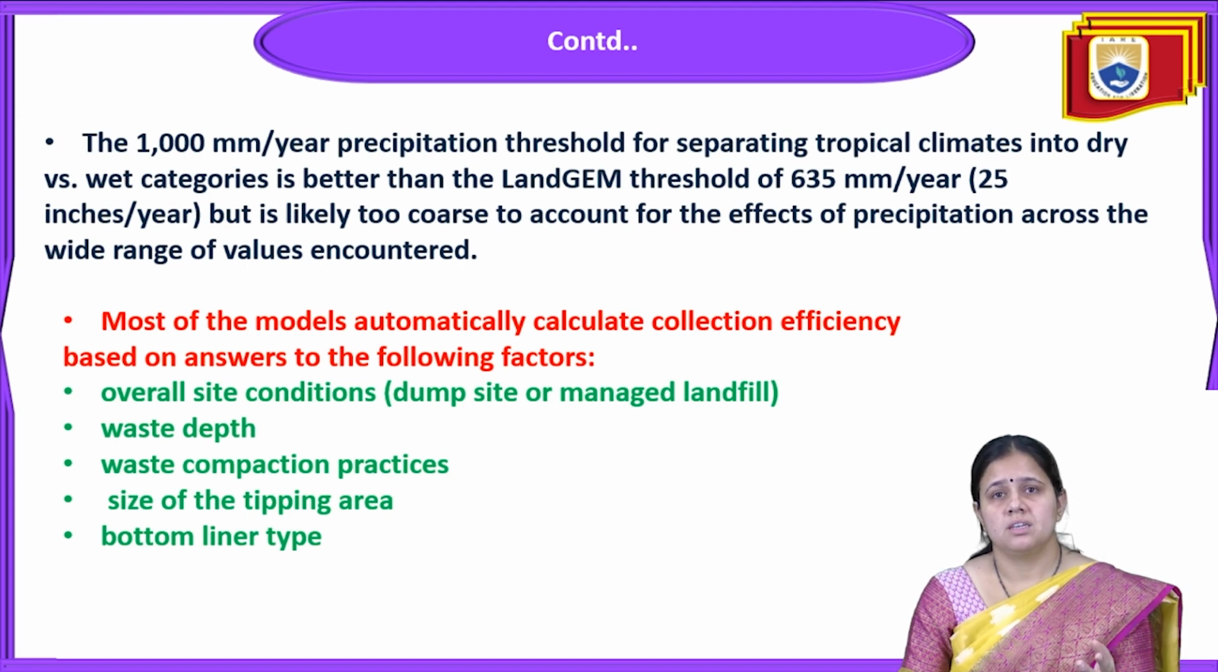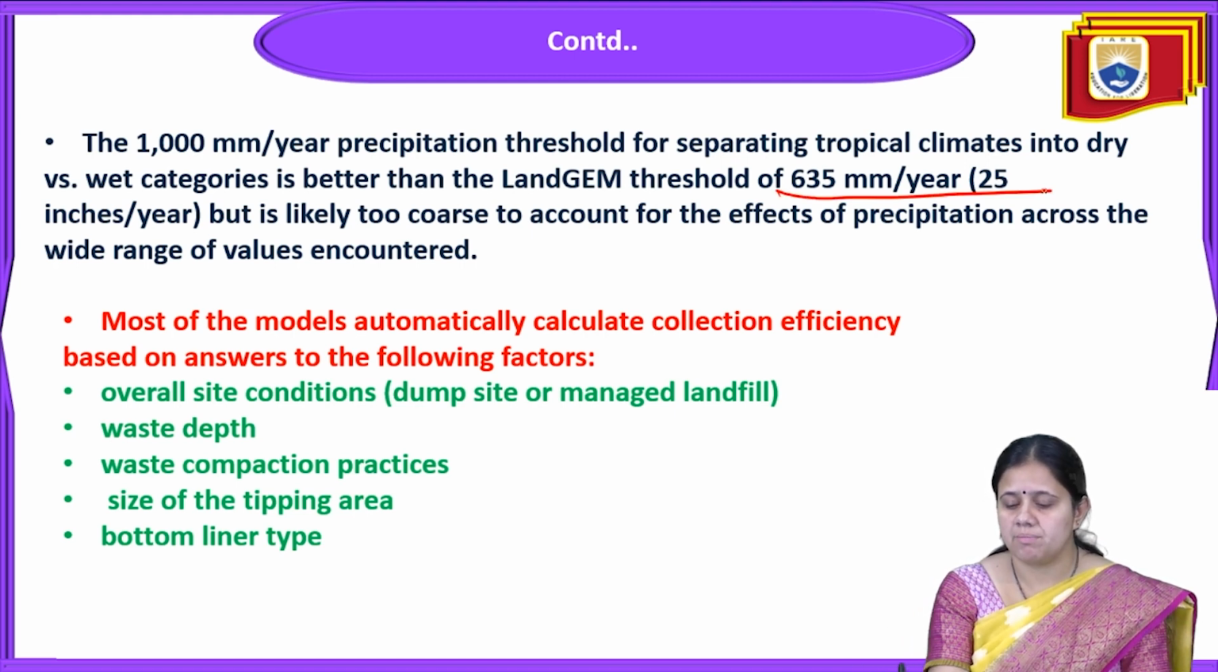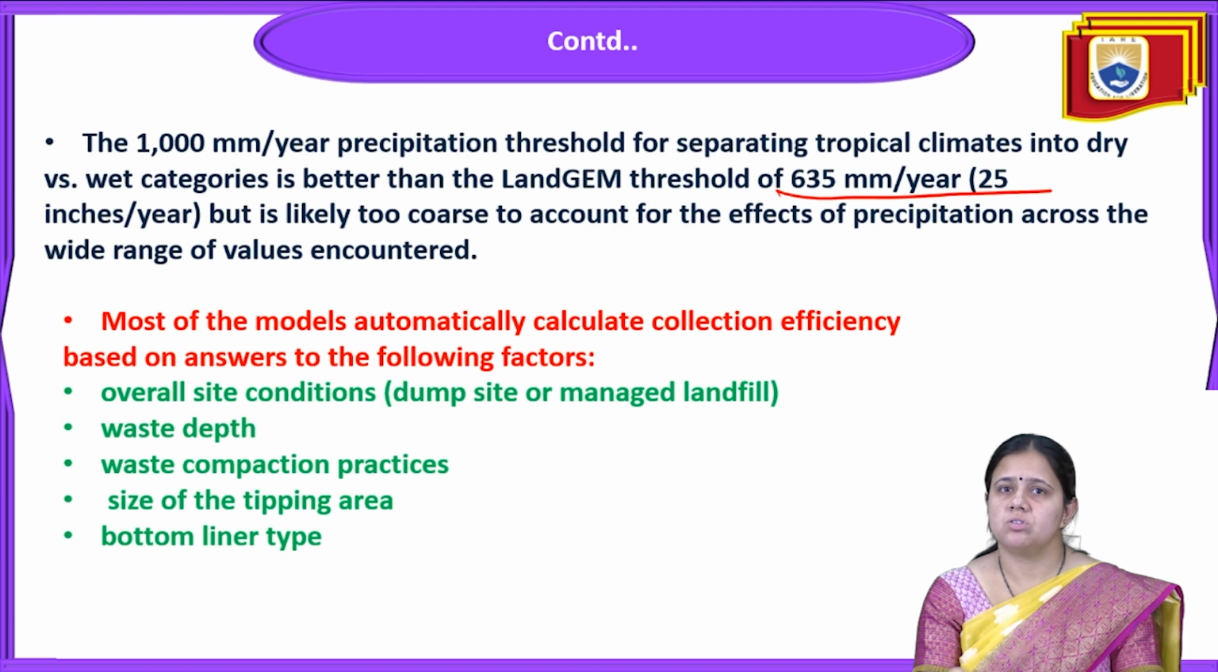So if we consider that 1000 mm per year precipitation will be there, the threshold for separating the tropical climate into dry versus wet category is better than the LandGEM threshold of 635 mm per year, but is likely too coarse to account for the effects of precipitation across the wide range of values that will be encountered.